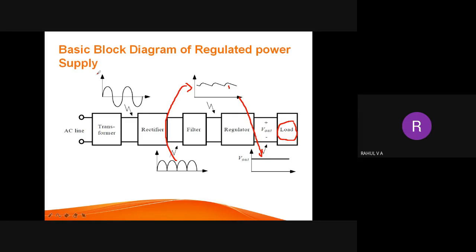Again, why do we require a filter? The filter is required to convert this pulsating DC into pure DC, but it is not completely pure, but it is better than the previous one. And then we have a regulator supply. It will convert the output of the filter into a pure DC, and this output will not change.